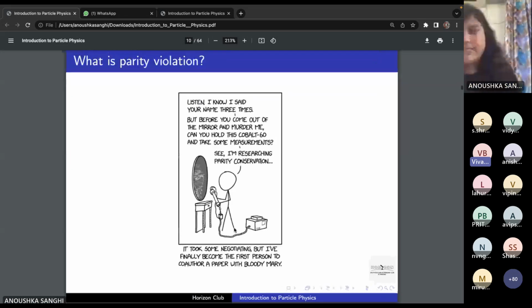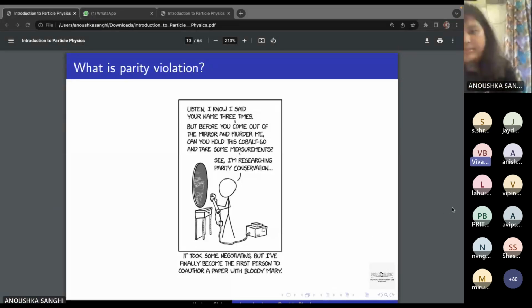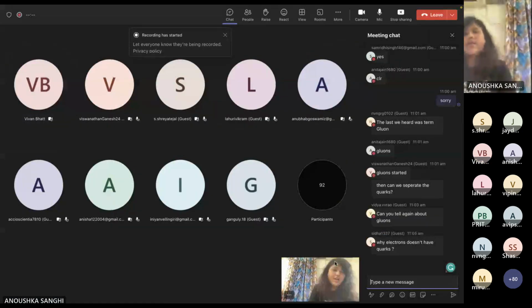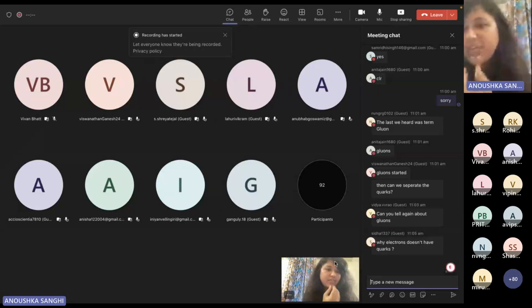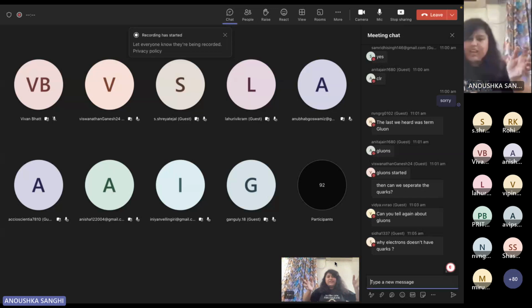There are a couple of questions. Someone asked me to repeat a bit about gluons, and they're asking if we can separate the quarks and why electrons don't behave that way. See, the main thing is that we can think of a rubber band. Even if you separate the rubber band, it's going to come back like this, and you require a huge amount of energy.